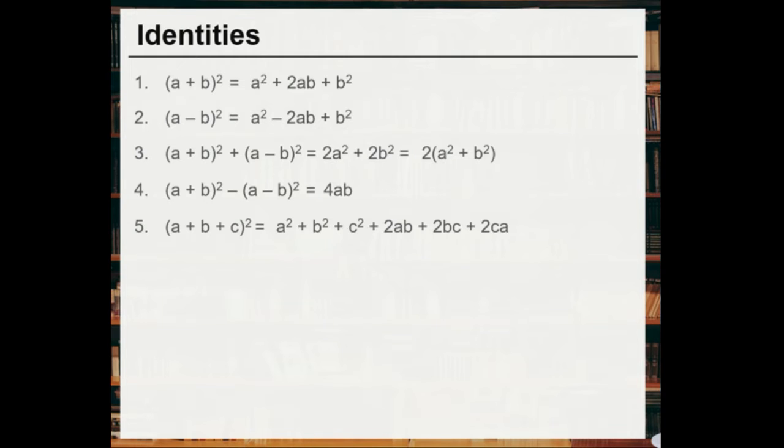So let's just go through that once more. What is a plus b plus c the whole square? It will be a square plus b square plus c square plus 2ab plus 2bc plus 2ca.